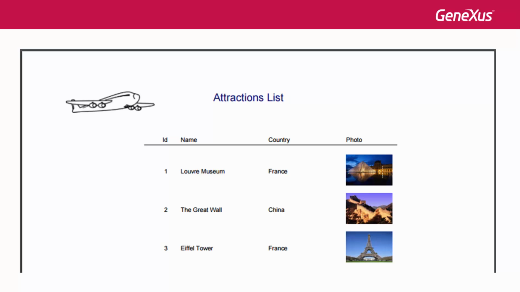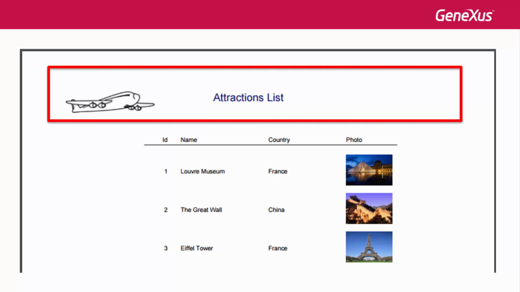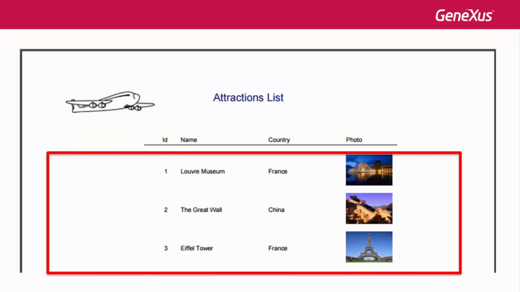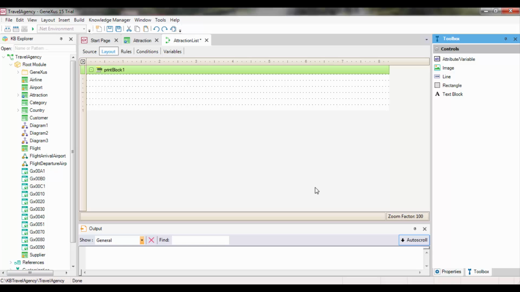We may define three print blocks. One with the list title and its image, another one to show the column titles with the line below them, and a third print block where we will display the tourist attraction details. So let's start to define this.